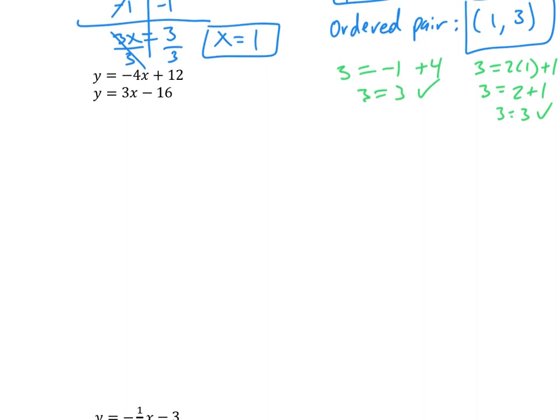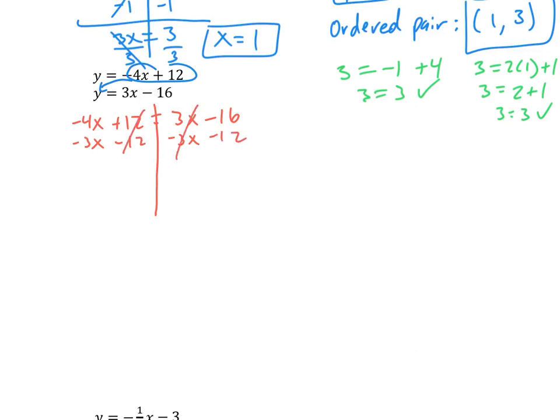We can substitute. I'm going to take my first equation again and substitute it into my second one here. So we'll take negative 4x plus 12 equals 3x minus 16. Okay, and I want to get all my variables on one side and all my constants on the other. So I'm going to move my 3x to this side by subtracting 3x. And I'm going to do this in the same step. I'm just going to subtract 12 on both sides as well. So those will cancel out, those will cancel out.